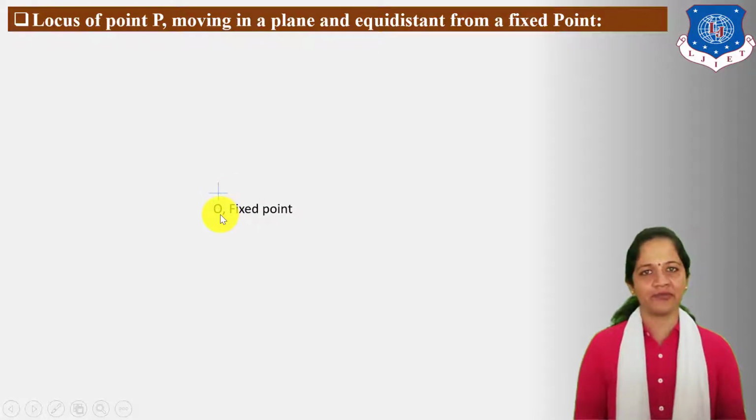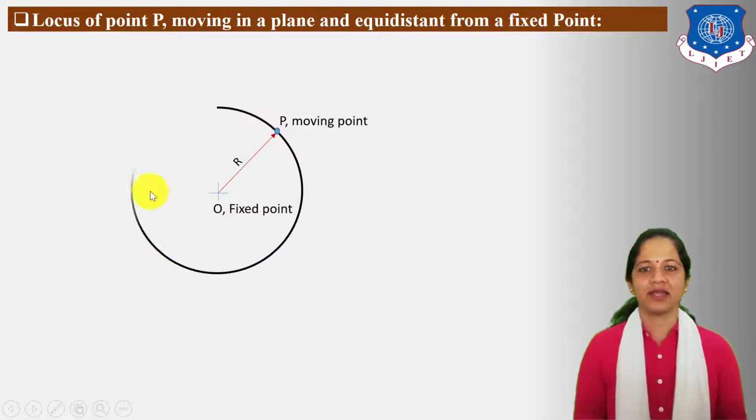Here, O is a fixed point. This point P is a moving point. From O to P, consider radius R, and from the fixed point O this circle indicates the locus of point P, which is a moving point, and the distance of point P from point O is fixed. So this circle indicates the locus, or loci, of point P.